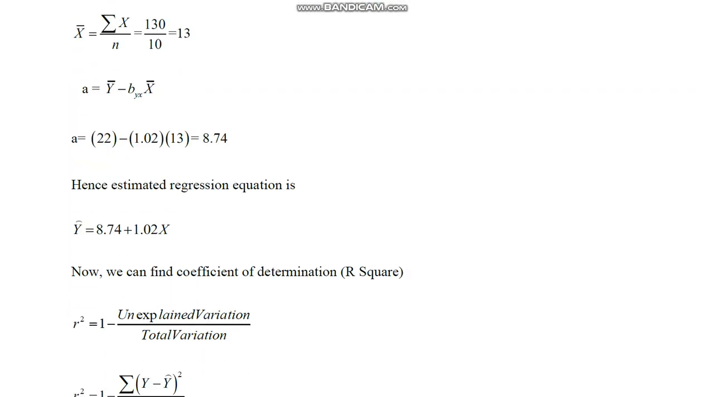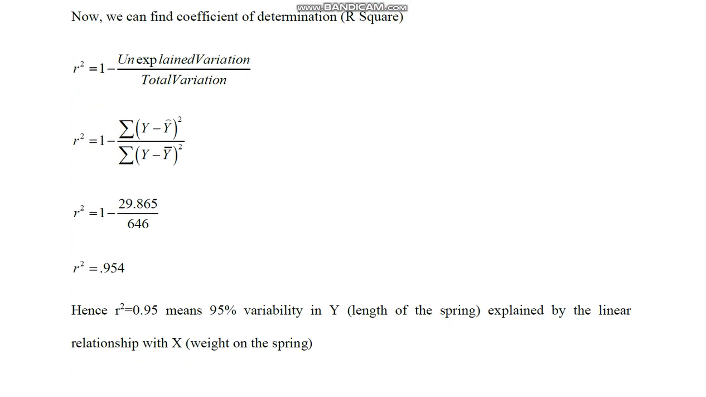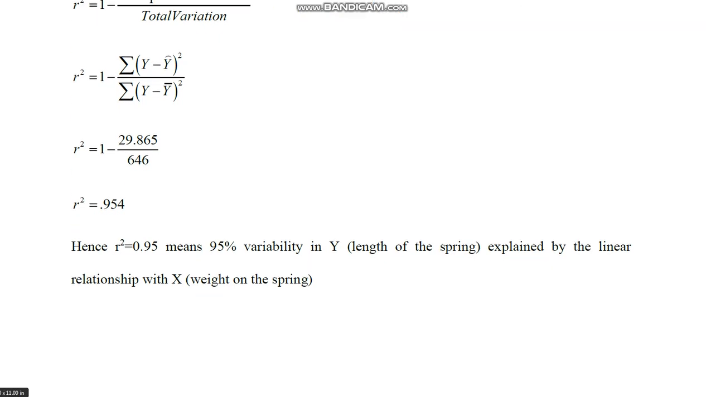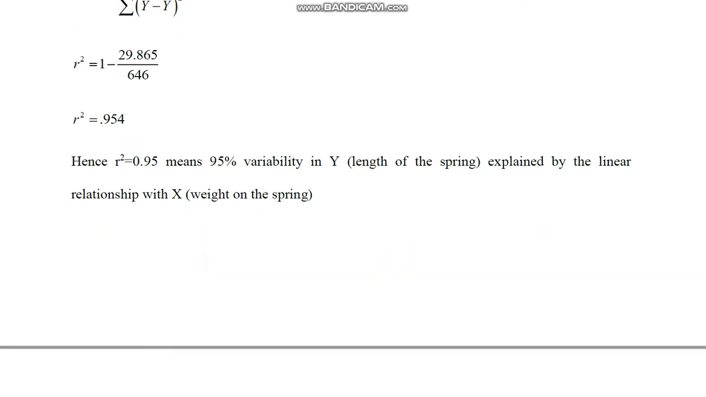Now put these values in our formula: r square is 1 minus unexplained variation over total variation. We have the r square value 0.954. So this r square represents that 95% of the variability in y is explained by the linear relationship with the independent variable x.